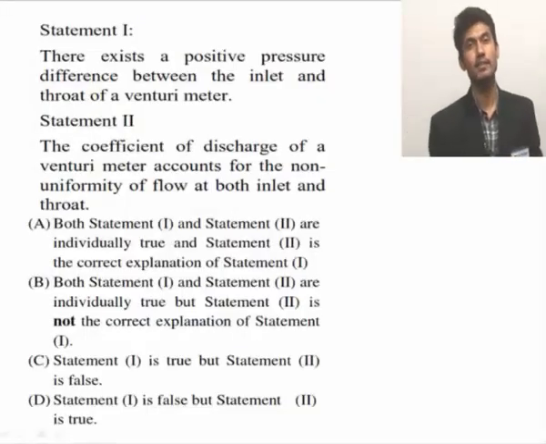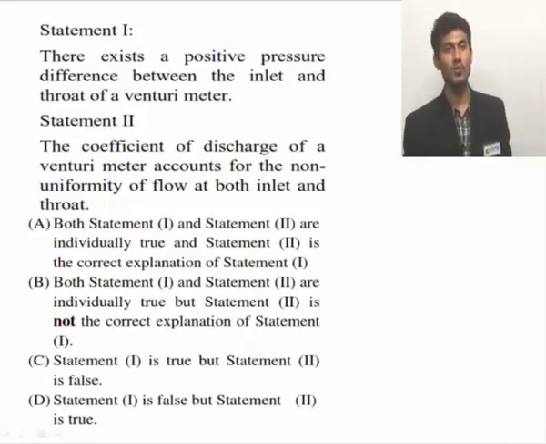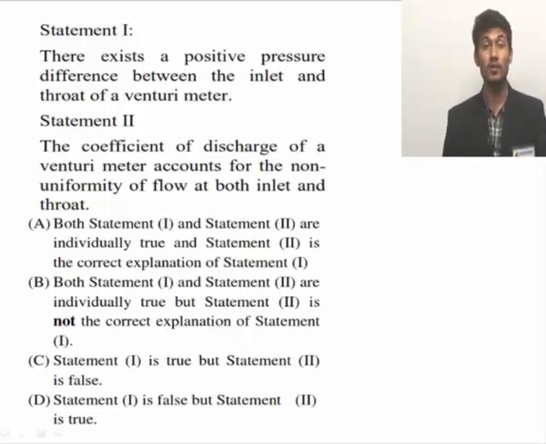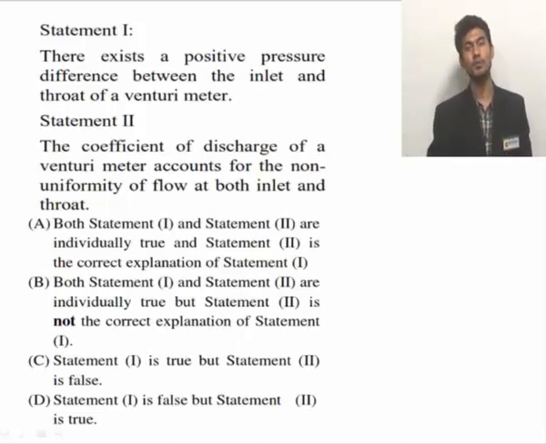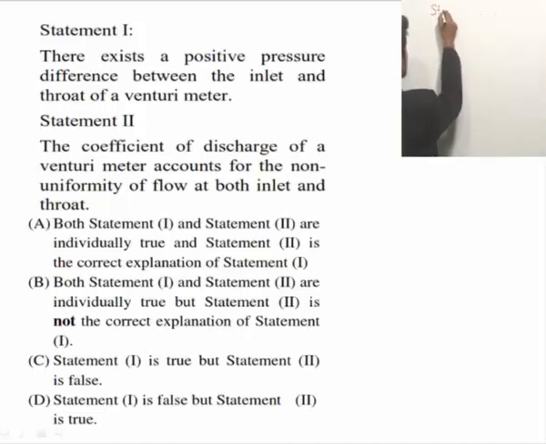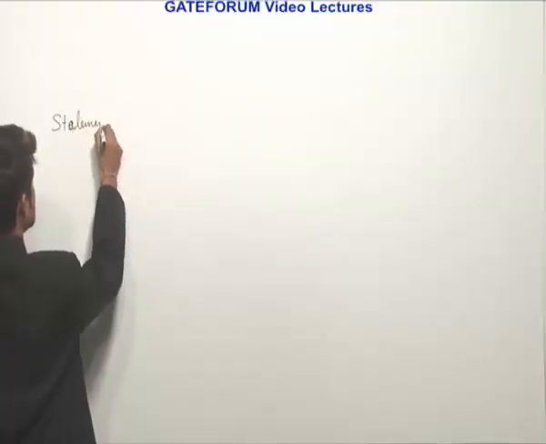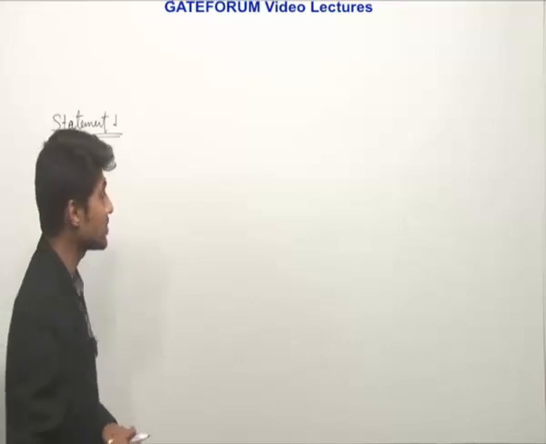Statement 1 given is, there exists a positive pressure difference between the inlet and throat of venturimeter. Statement 2 given is, the coefficient of discharge of a venturimeter accounts for the non-uniformity of flow at both inlet as well as throat. 4 options are given, and among these options we have to choose the correct one. Now statement 1 given is, there exists a positive pressure difference between inlet and throat of venturimeter.